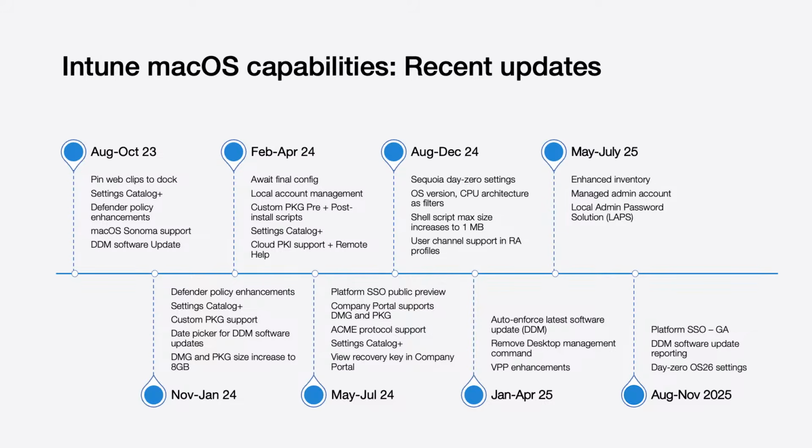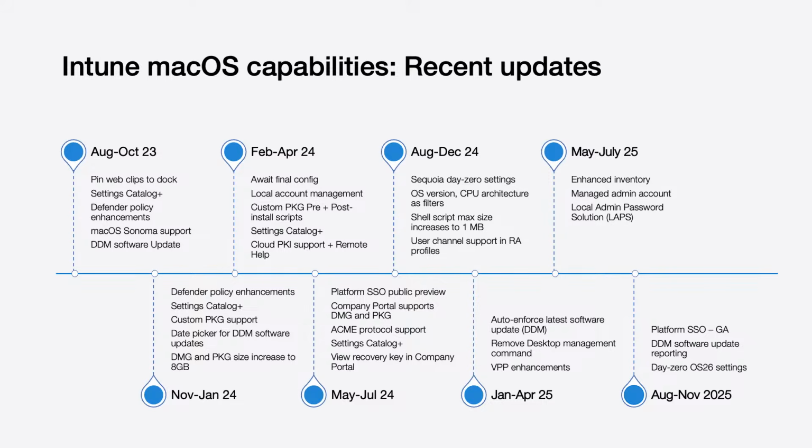In May to July, we did platform single sign-on public preview. Many of you took part in that, and the feedback was really welcome. We also added support for DMG and PKG in Company Portal. We did ACME protocol support. This is a new mechanism of deploying certificates, which was great. More settings catalog, and then we also supported viewing the recovery key, so the FileVault recovery key, in Company Portal itself. Before that, you had to go to the website to handle that, and it's much easier to do it in Company Portal.